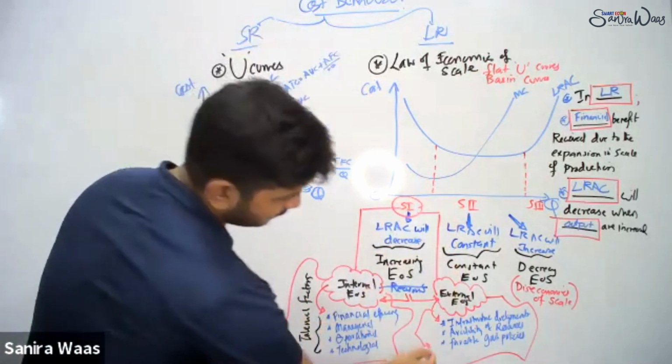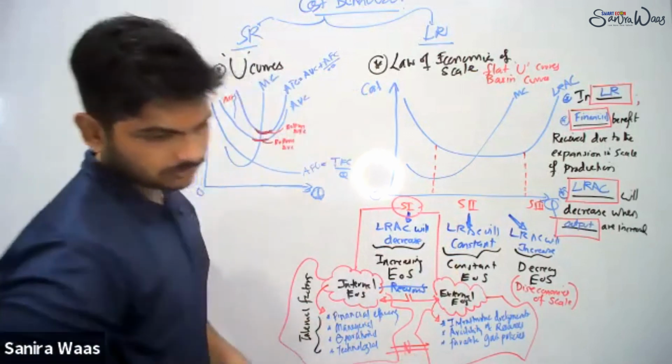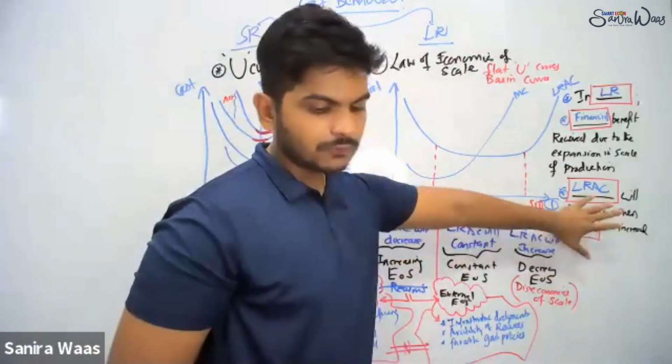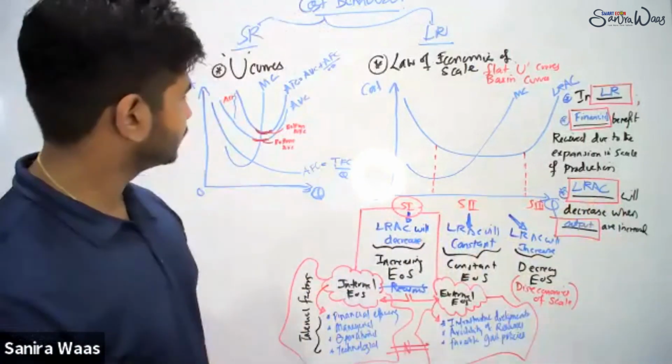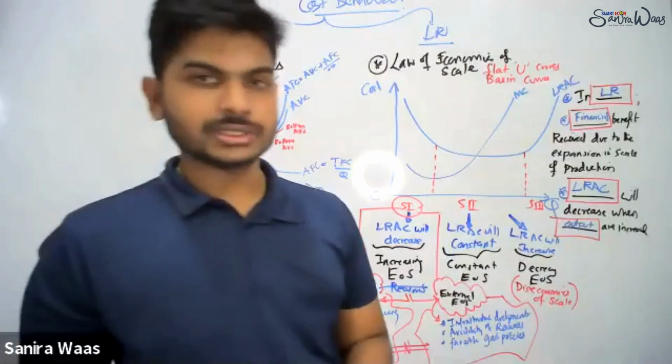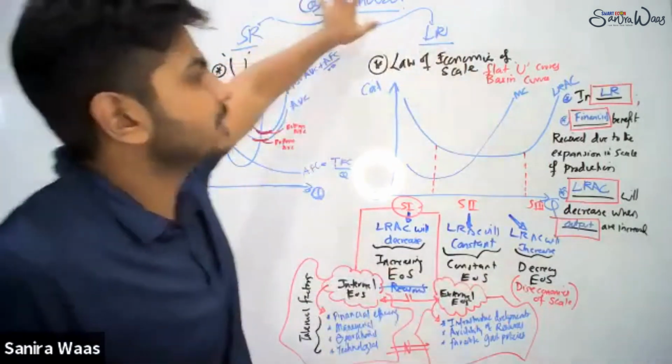We discuss everything for them. For increasing economies of scale, and we will have one definition for decreasing economies of scale also, right? Alright. This is basically your cost structure, the cost behavior.